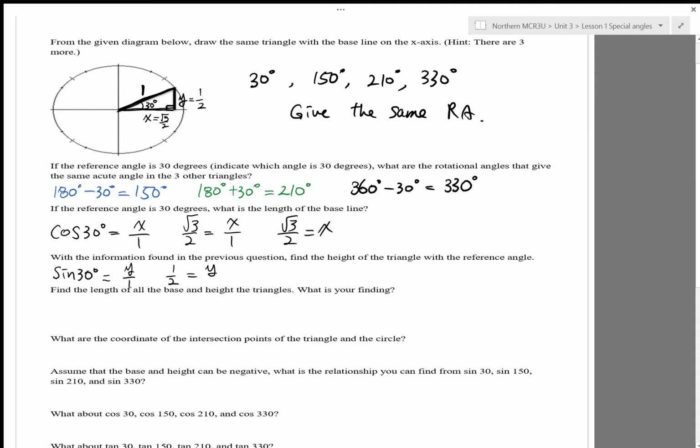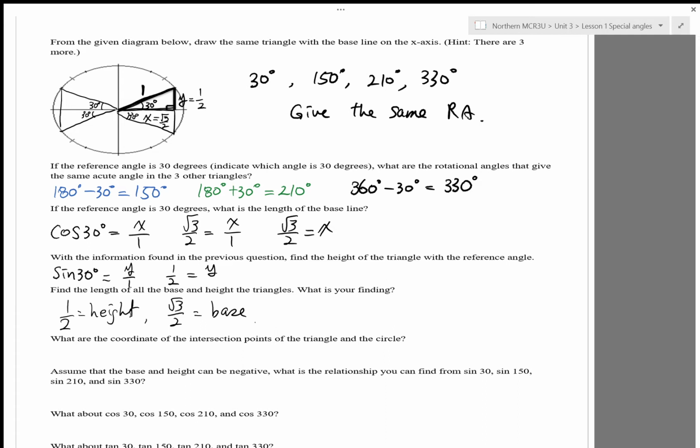Now, funny thing is, for the other triangles that we drew before and then I erased them, they all have the same 30 degrees as the reference angle. So then what do you think their base length and the height length? Well, they should be the same since they are pretty much the same triangles, right? So they're the same. So they are all, in terms of the lengthwise, all 1 over 2 as the height, and then square root of 3 over 2 as the base.